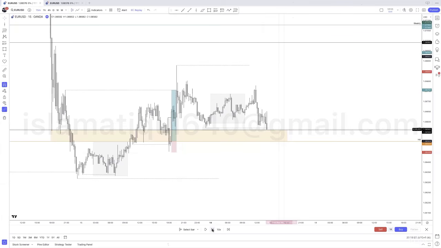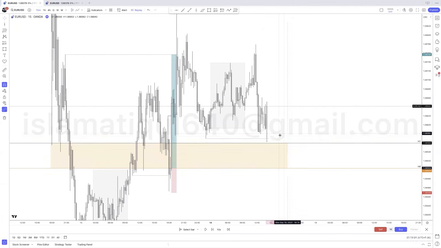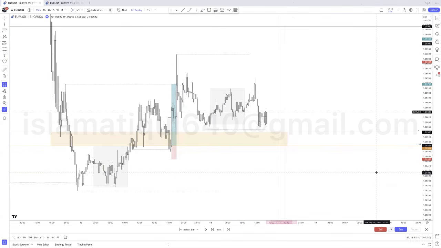See. Oh, never tapped into the zone yet. Okay, they did not tap into it. Maybe the New York kill zone. Yes, I think the New York kill zone as well.